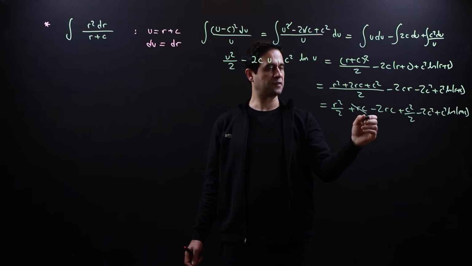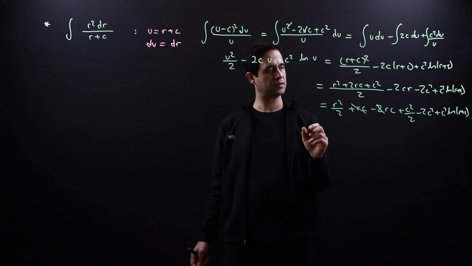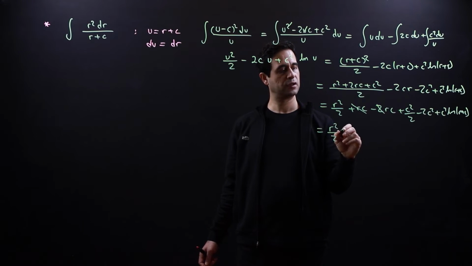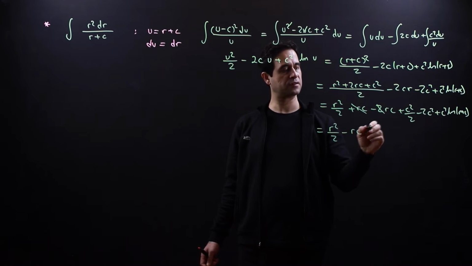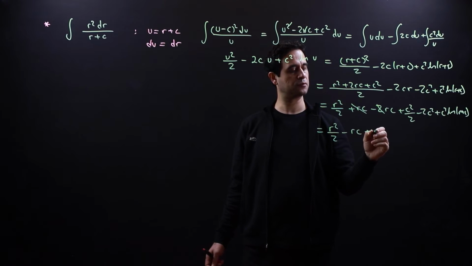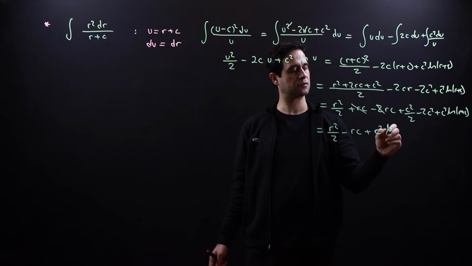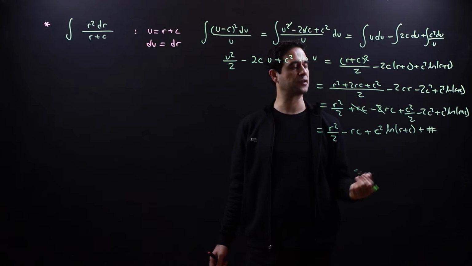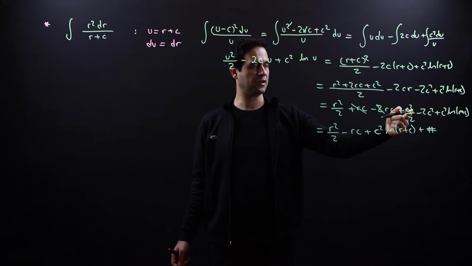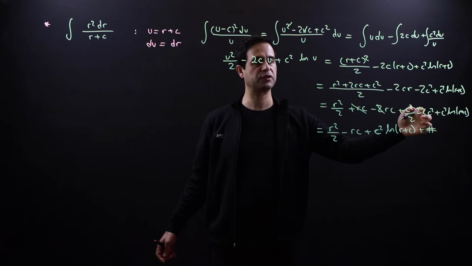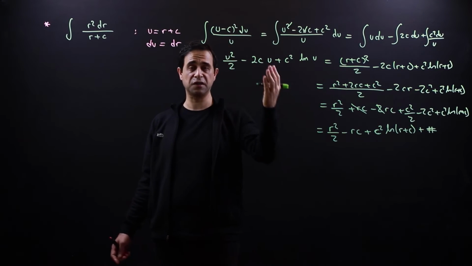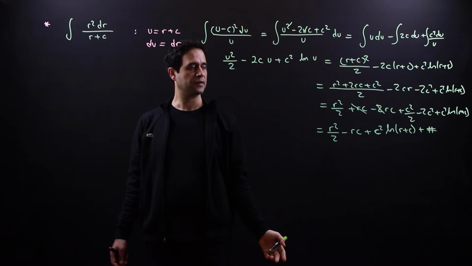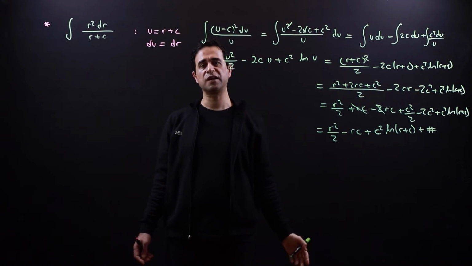Okay, now this cancels that. And the result that you get is r squared over 2 minus rc plus the logarithm term, which is c squared logarithm of r plus c, plus some constant of integration. So it wouldn't matter if you have something like c squared over 2 minus 2c squared, because there are already other constants, because this is an indefinite integral, right? So there are some constants, and that's how you do it. So this is the systematic way of doing that.